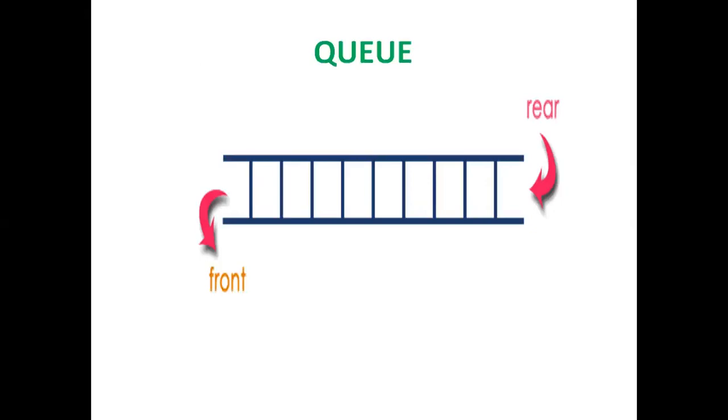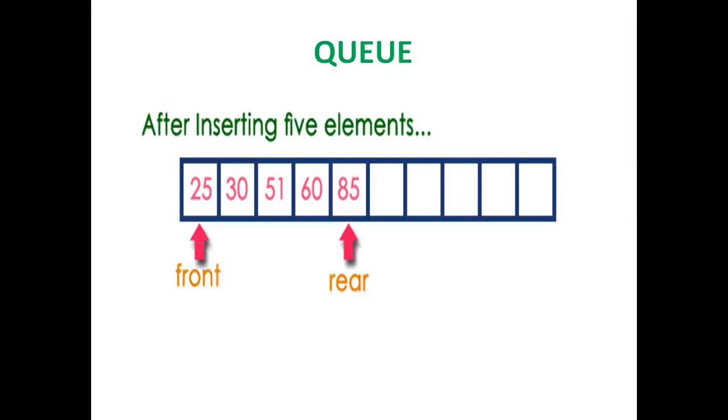This is the example for front and rear. Front is always indicating the first position, rear is always indicating the last position. After inserting 5 values, our array is like this. Front is always indicating 25, rear is always indicating 85. Suppose you insert one more element, assume 90, and 90 is stored here. So rear now goes to 90.